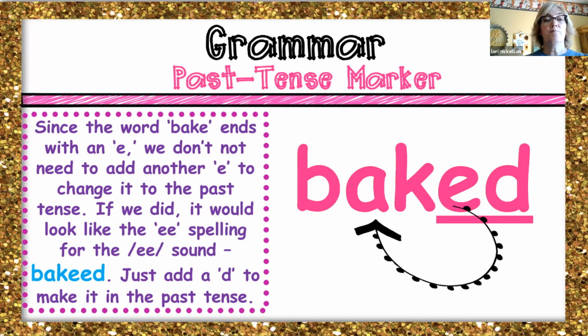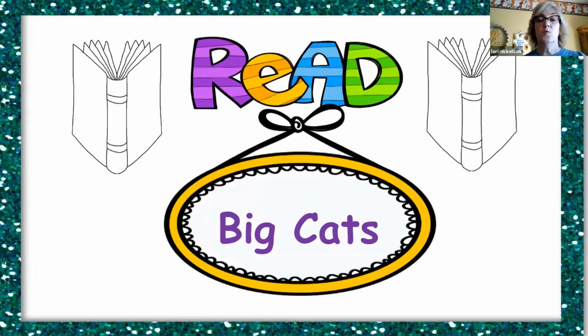And the same thing with bake. Bake ends with an E, so we don't need to add another E. We just add a D to the end of it to make it baked for past tense. So let's read about big cats.